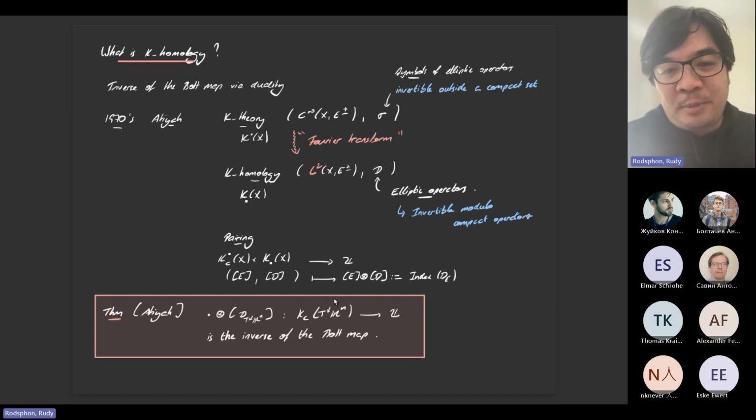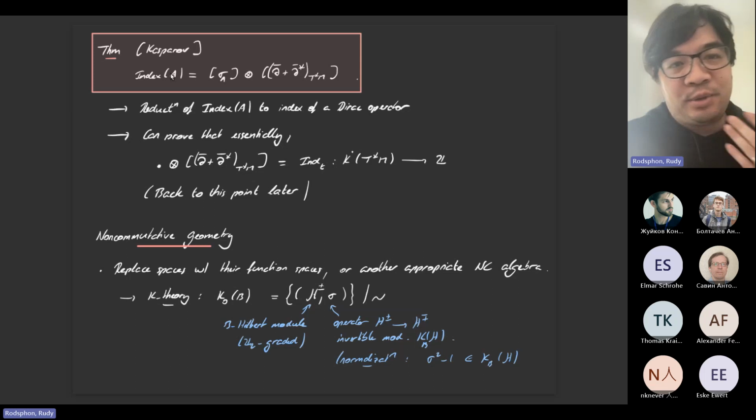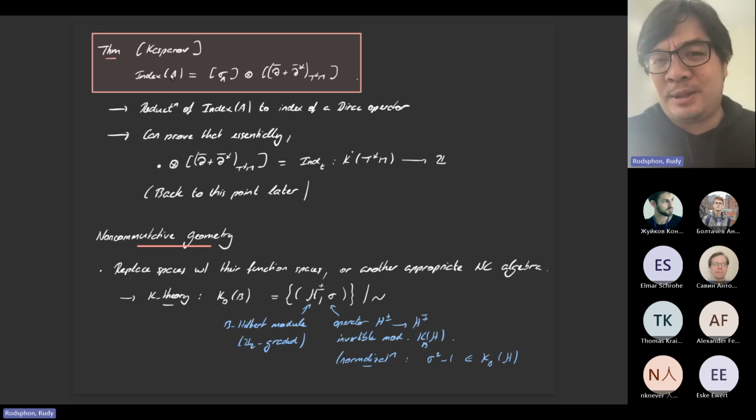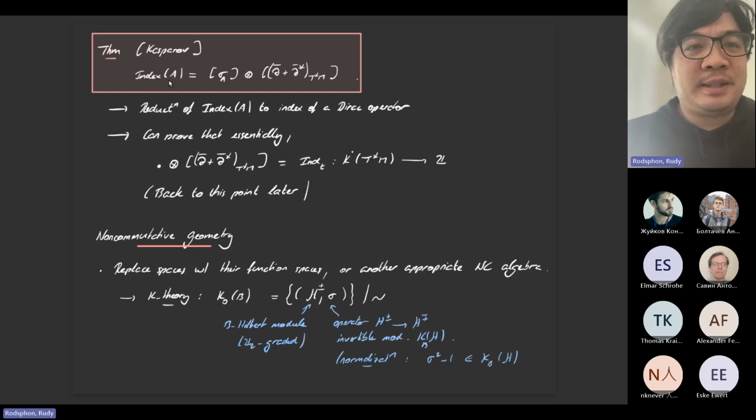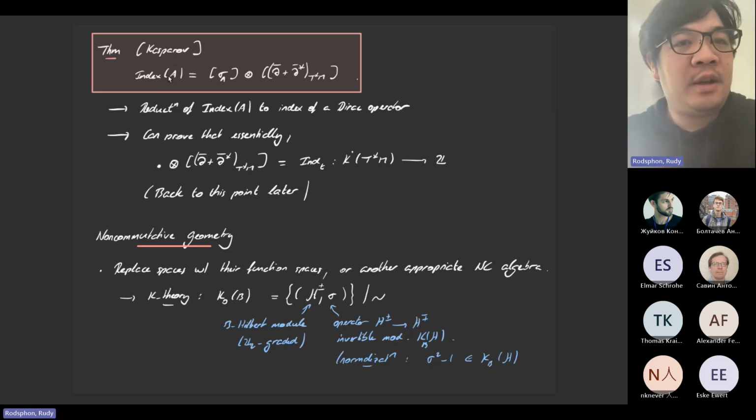So you can take things a little bit further, and that's a theorem of Kasparov, which says you'll consider this pairing between K-homology and K-theory. One formulation of the index theorem, basically, is not an easy theorem, it's a good deal of work. But what he says here is, let's say you have an elliptic operator on, let's say, a compact manifold here, to simplify things.